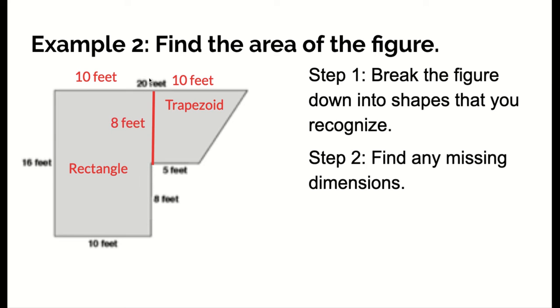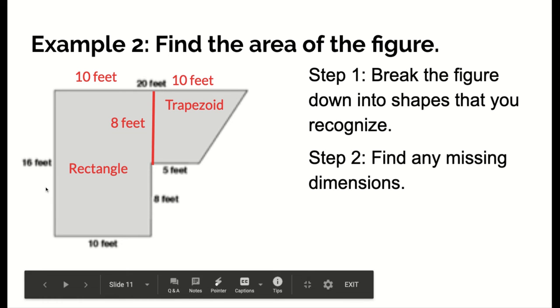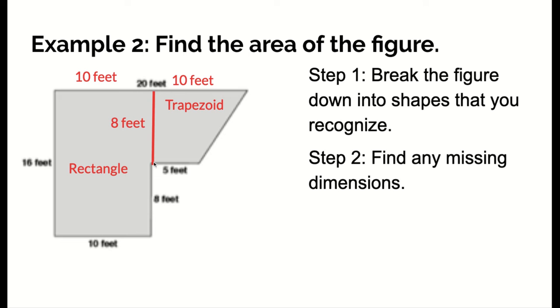And the other part I need to figure out is this red line. So again, this side of my rectangle is 16 feet long. And if I know part of it is 8, that leaves another 8 for my missing red line.